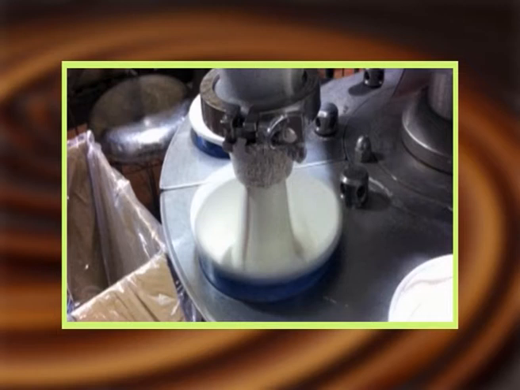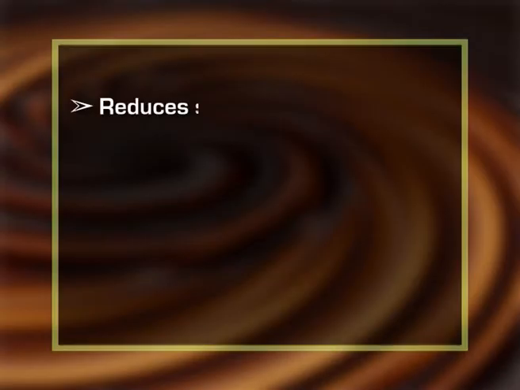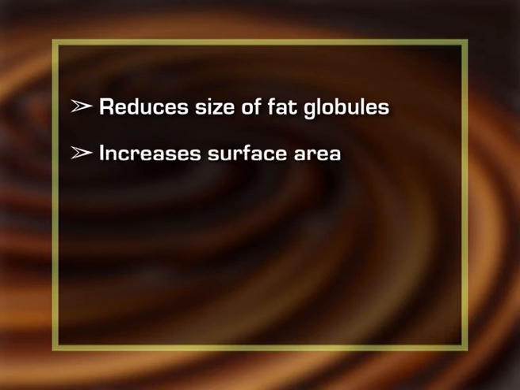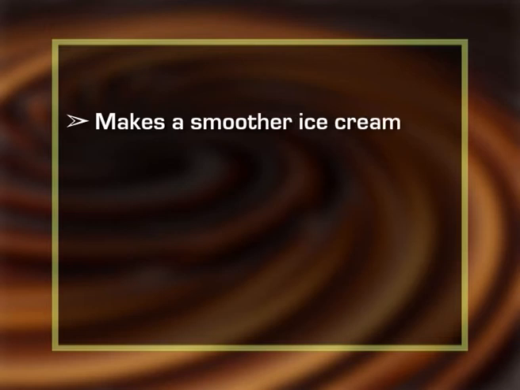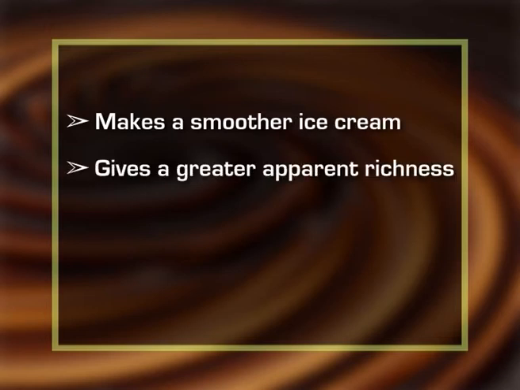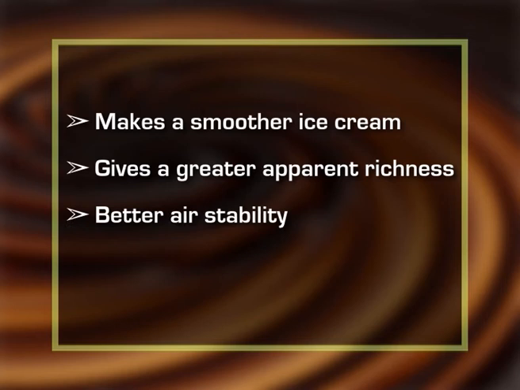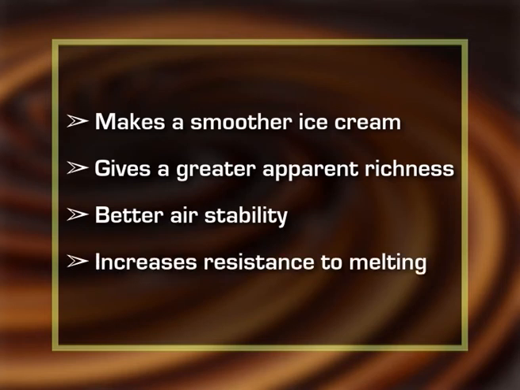Meltdown is also improved. Homogenization provides the following functions in ice cream manufacture: reduces size of fat globules, increases surface area, forms membrane, makes possible the use of butter, frozen cream, etc. by helping to form the fat structure. It also has the following indirect effects: makes a smoother ice cream, gives a greater apparent richness, better air stability, and increases resistance to melting.